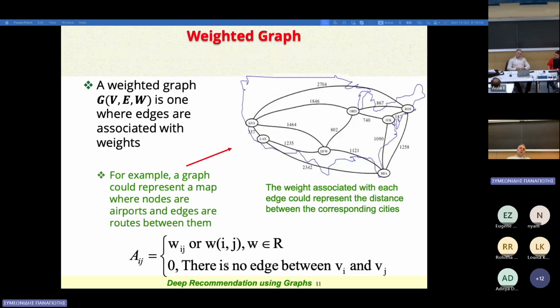The weights, also a very important thing in graphs, are the weights that we put on the edges in order to express, let's say, similarity or distance between the nodes of the graph. Here we see the airports in the USA, and we can see the distances between the airports. Of course, we use these weights in order to run our algorithms.